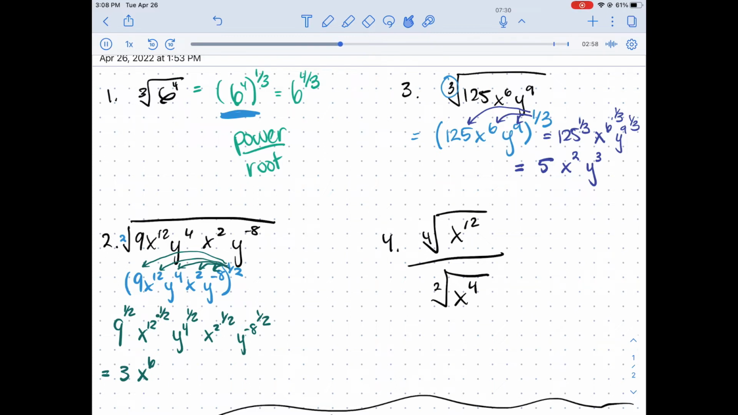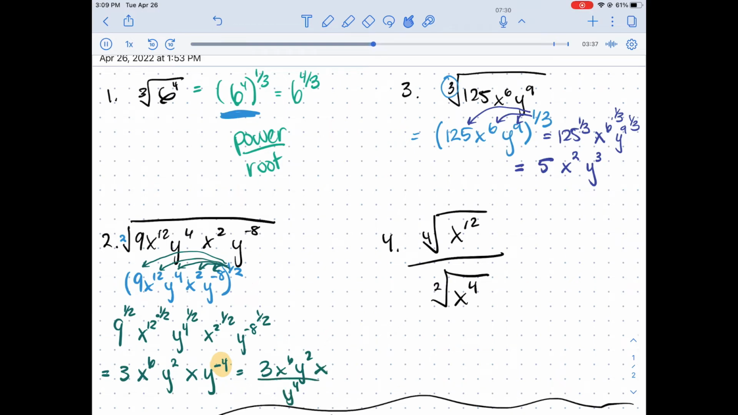Y to the 4th to the 1/2 would be y squared. X to the 2 over 2 would be just x to the 1st, so we don't have to write that 1. And y to the -8 divided by 2 is y to the -4th. Now, the last thing I need to do is deal with this negative exponent. A negative exponent says move to the denominator. So I have 3x to the 6th y squared times x over y to the 4th.